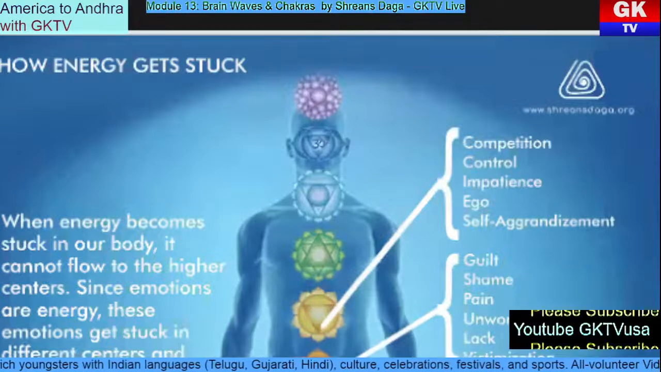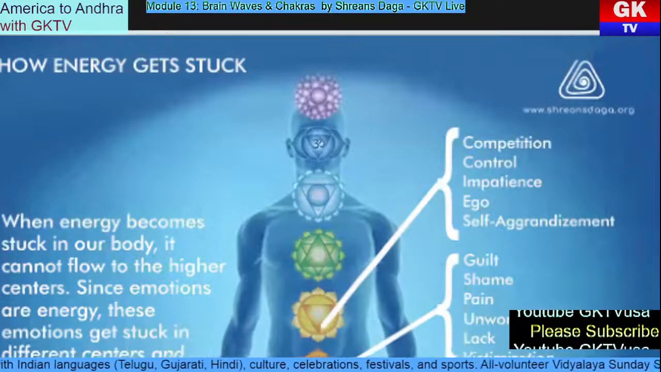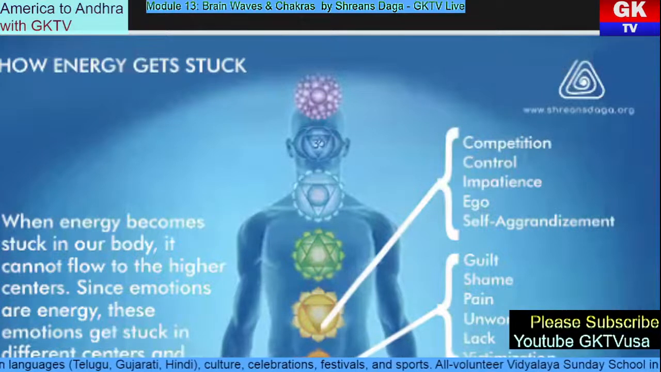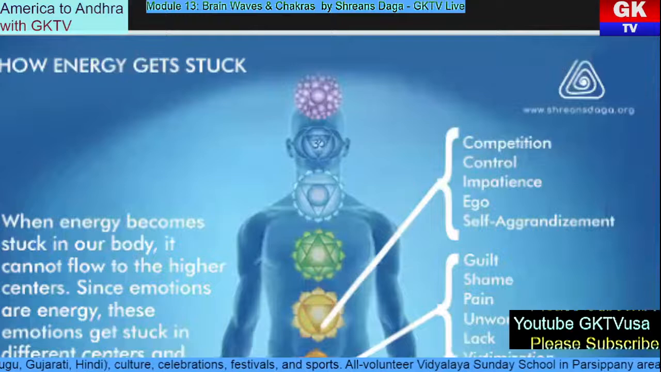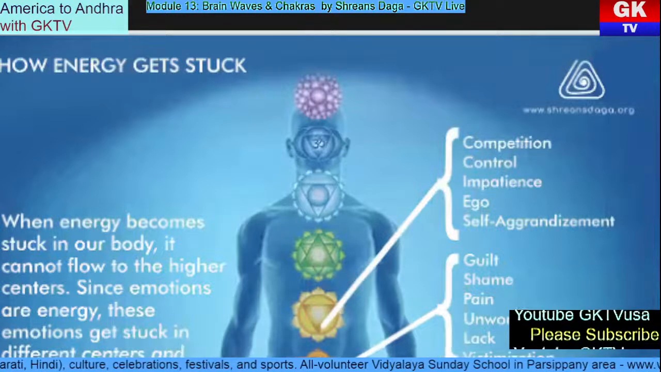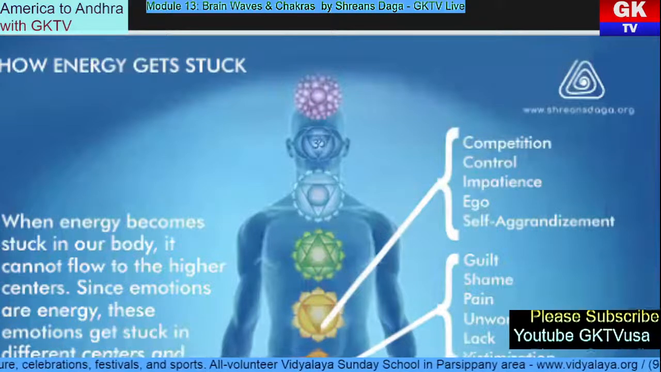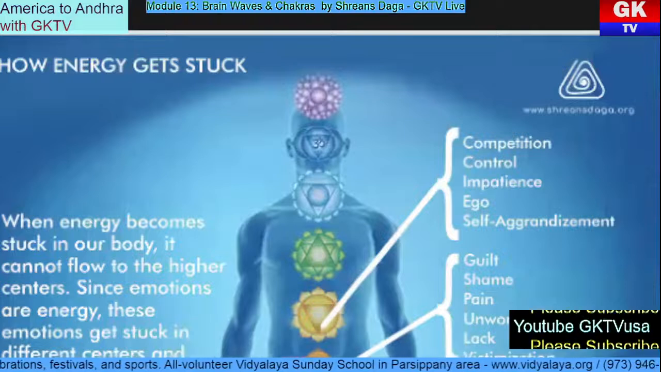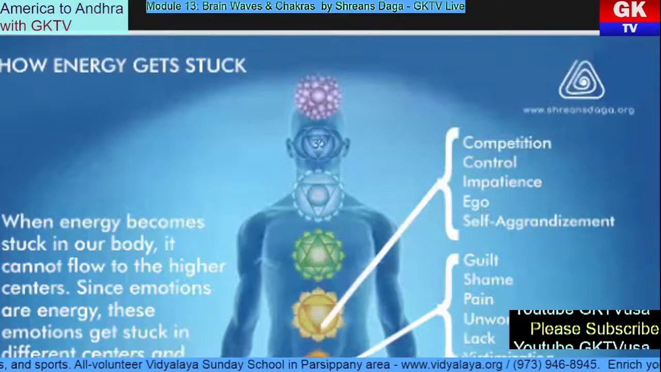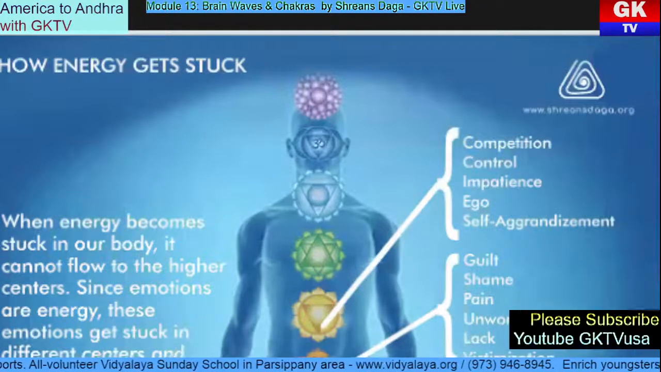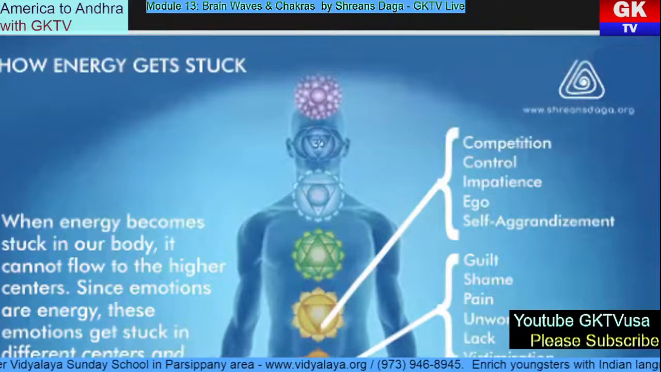For example, in our solar plexus, which is our third chakra, we store emotions like competition, control, fear, impatience, ego. A lot of these emotions get stored, and the energy is not able to move to your higher centers. It's not able to move to your heart center, to your throat center, to your third eye, to your crown chakra. So energies get stuck in the lower chakras, and it's universal, friends. This is with every one of us. We store these emotions in these specific chakras.